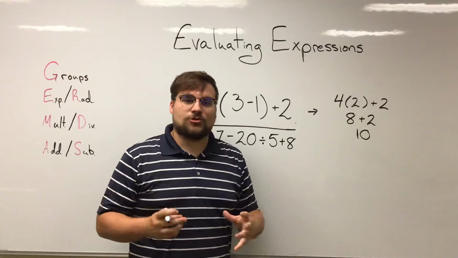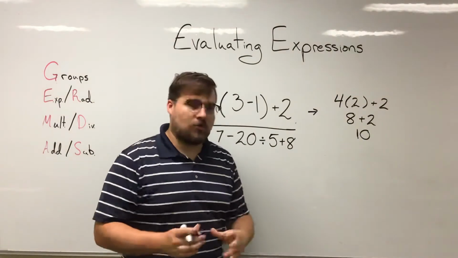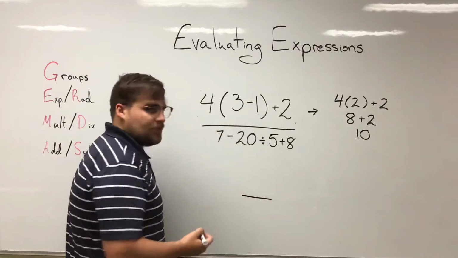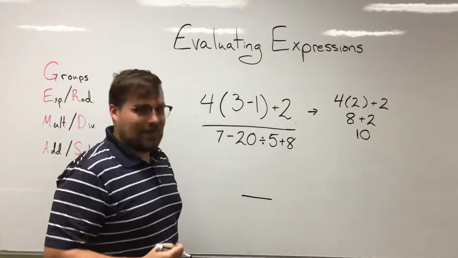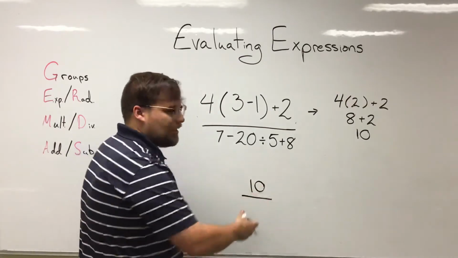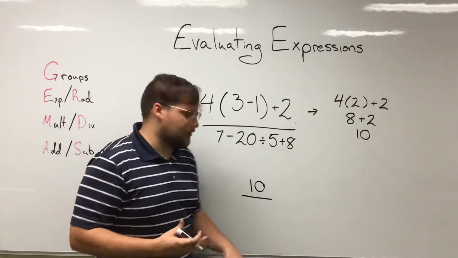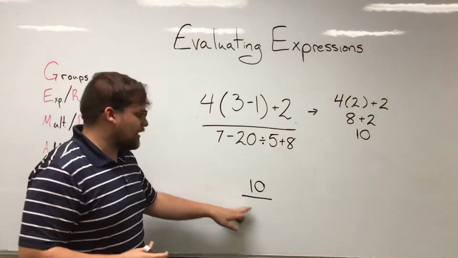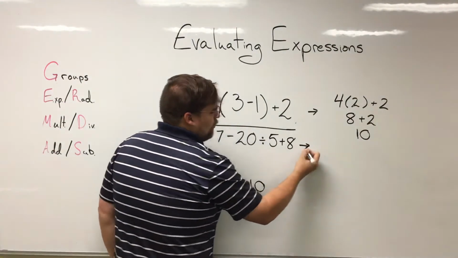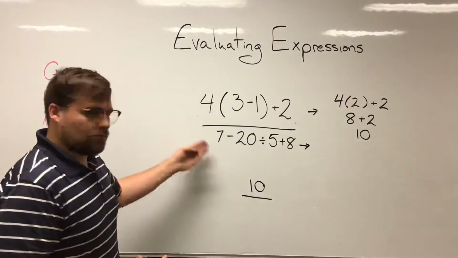So whenever we get to the second step in our problem, putting our numerator and denominator together, that is the top half, right? So I'm going to go ahead and write that down here. I'm going to make up an imaginary fraction here, put the numerator of 10, and then we'll figure out the denominator now.